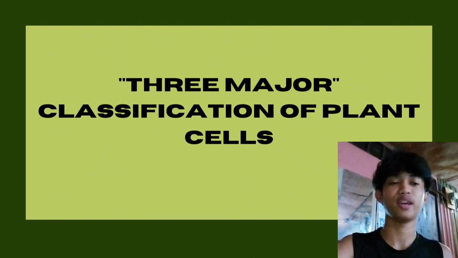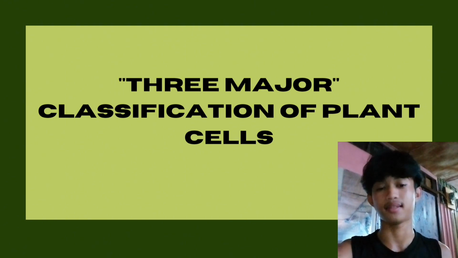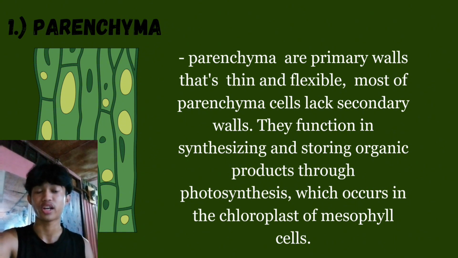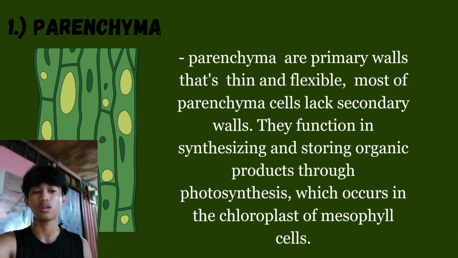So now we are here in the discussion of the three major classifications of plant cells. First we have parenchyma. Parenchyma cells have primary walls that are thin and flexible. Most parenchyma cells lack secondary walls. They function in synthesizing and storing organic products, such as through photosynthesis, which occurs in the chloroplasts of mesophyll cells.